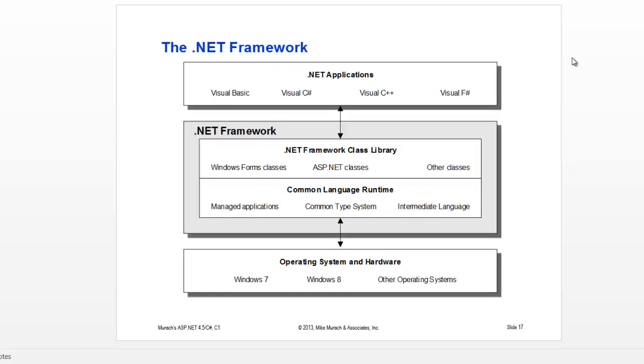The .NET Framework is something you should be relatively familiar with. The .NET Framework is divided into multiple components, and at least the major components consist of the class library and the common language runtime. Your .NET applications at the top, which include web applications, are developed in languages such as Visual Basic, Visual C#, Visual C++, and Visual F#. We're obviously going to focus on C#.